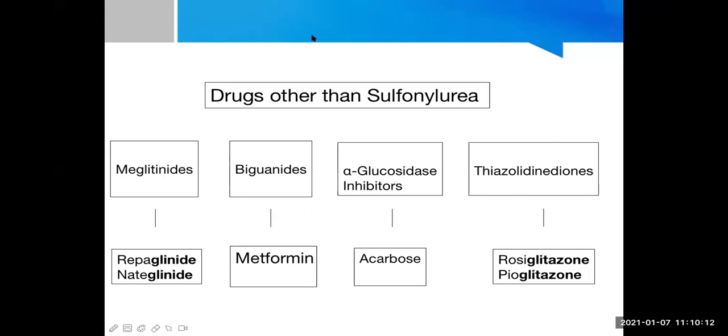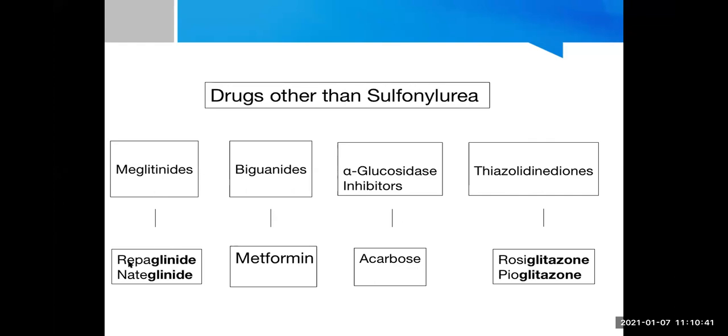So please pay attention. Probably you have not done these things before. These are meglitinide, biguanide, alpha-glucosidase inhibitor, and thiazolidinediones. These are the examples. Very difficult type of pronunciation. So even if you do not know these difficult terms, you just need to know the name of the drug. And these are quite easy for us.